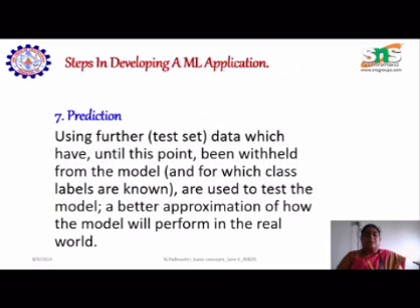So the final step is the prediction. Using the prediction, we are just checking whether your machine is predicting the question exactly or not. Using the test set data from the model, this prediction is mainly used to test a model, and you get a better approximation of how a model will perform in the real world.